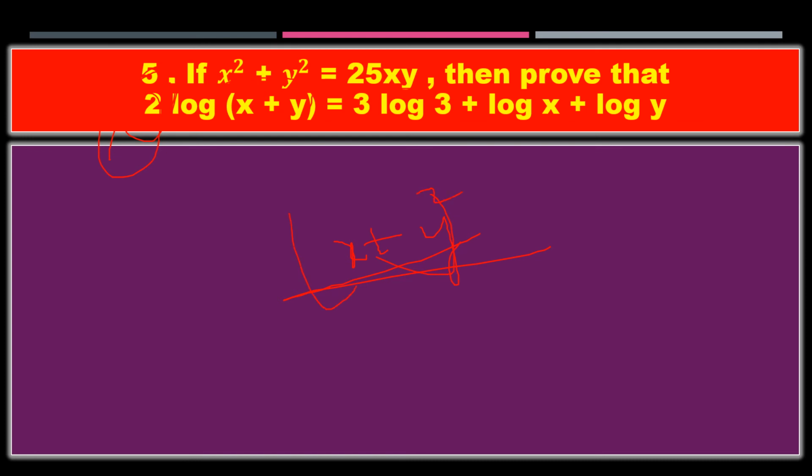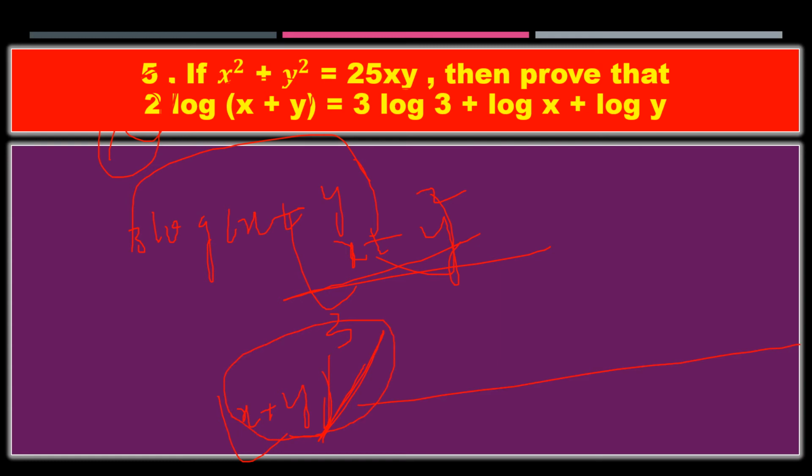Suppose in the question he gave 3 log (x plus y). This 3 should be sent as power, no? Means it is x plus y whole cube. Okay, so if it is given in this way, this should be x plus y whole cube. So take the x plus y whole cube formula.